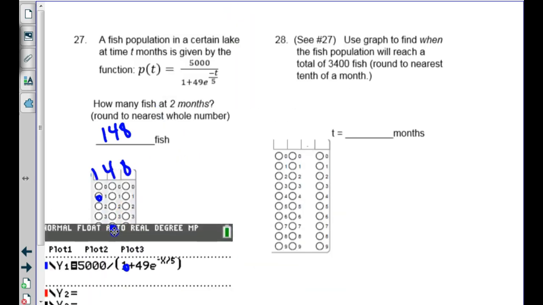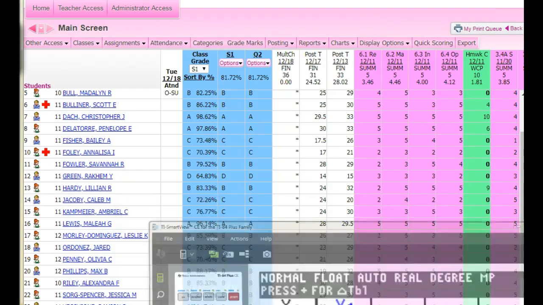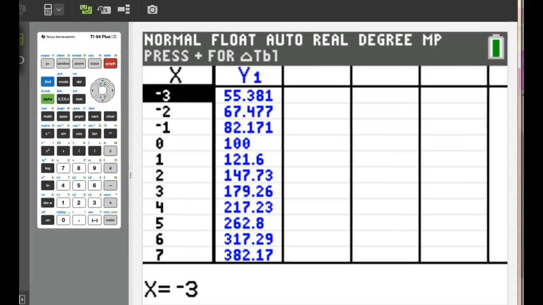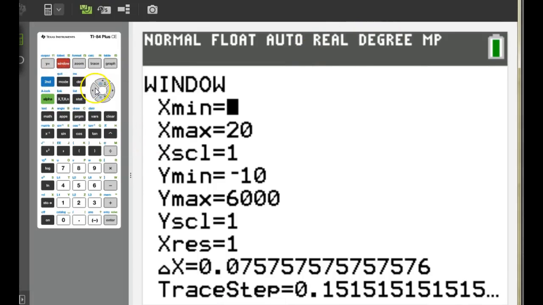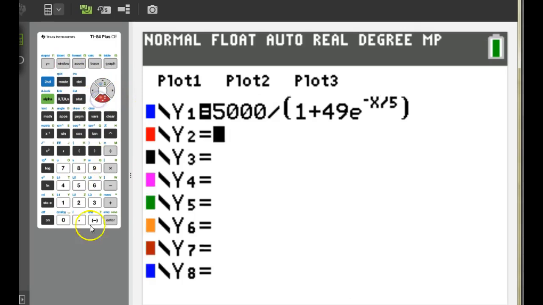Okay. When did it reach 3,400 fish? I don't know about you, but this was growing very slowly, wasn't it? So I think I need to go, whoa, what is that? Go away. Okay. My window needs to go out like 80 years, I don't know. But I also need to put in, what was it? What number am I trying to hit, guys? 3,400? Okay.